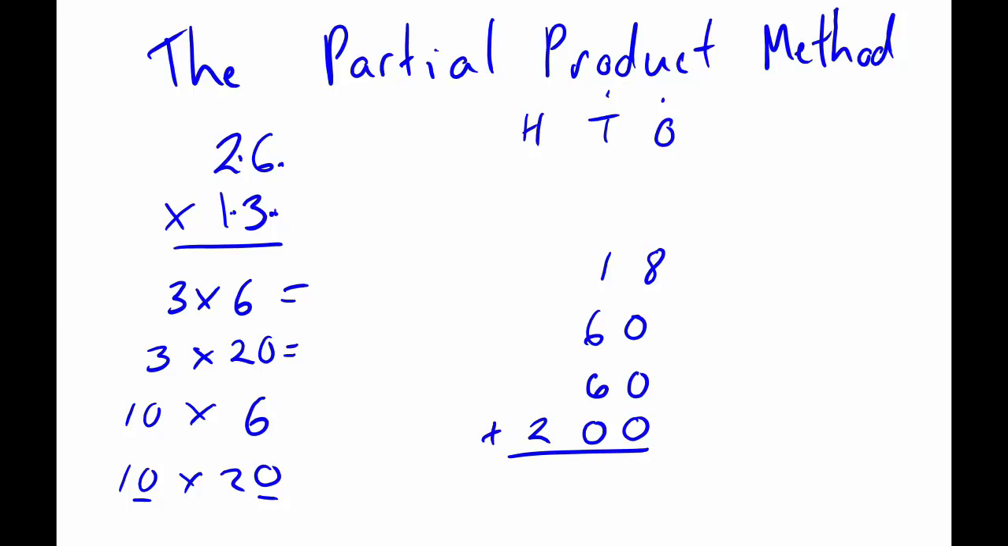Now we sum it all up. So 8 plus 0 plus 0 plus 0 is 8. 1 plus 6 is 7, plus 6 is 13. Carry the 1, and that's 3. So 338 is the answer.